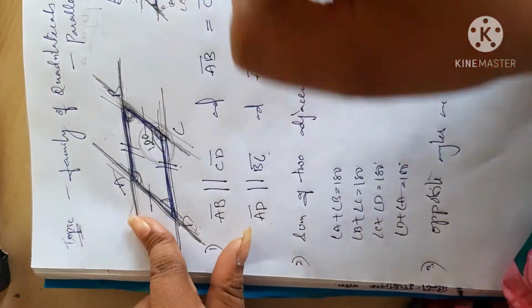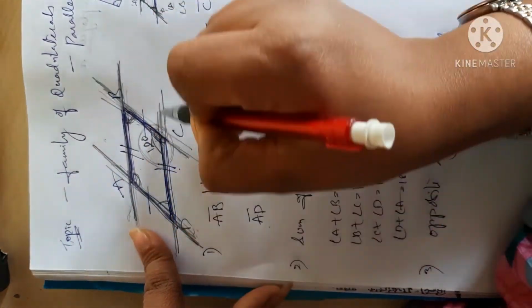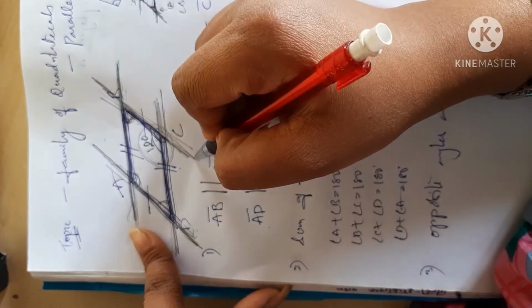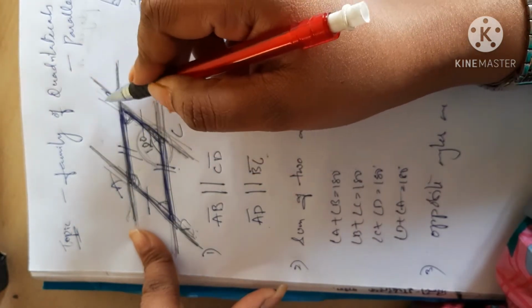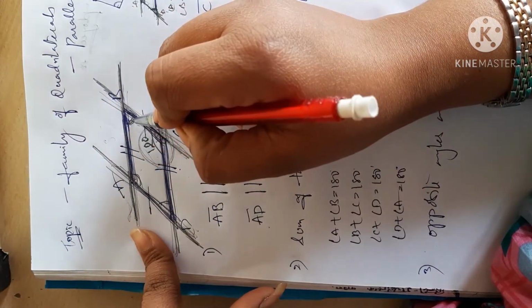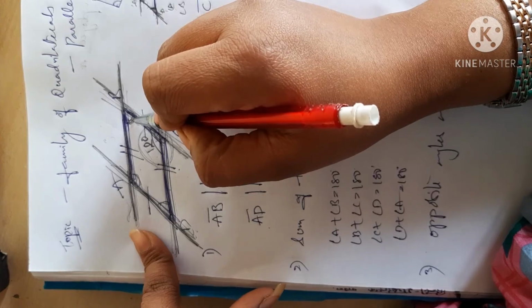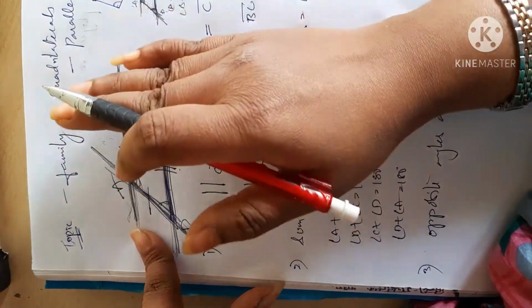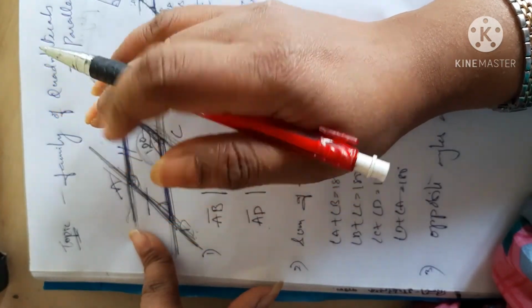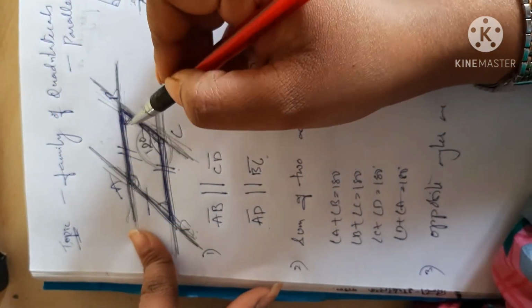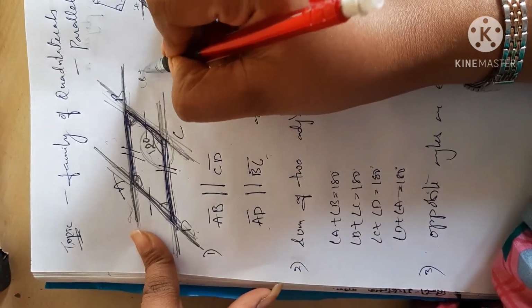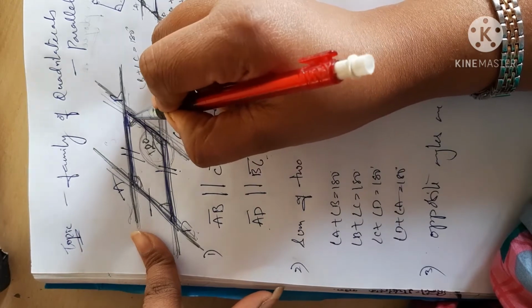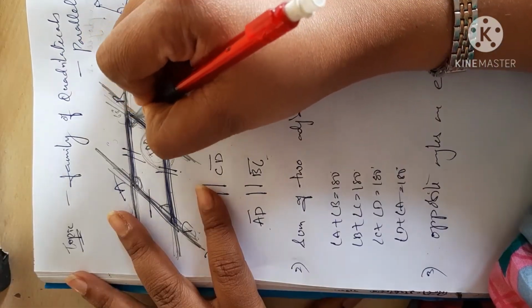Using the property that when a transversal intersects two parallel lines, the sum of the interior angles on one side of the transversal is supplementary, that is 180. It's nothing but angle B plus angle C must be 180. Already 120 is here, so what should angle B be? 60 degrees. Angle B is 60 degrees.